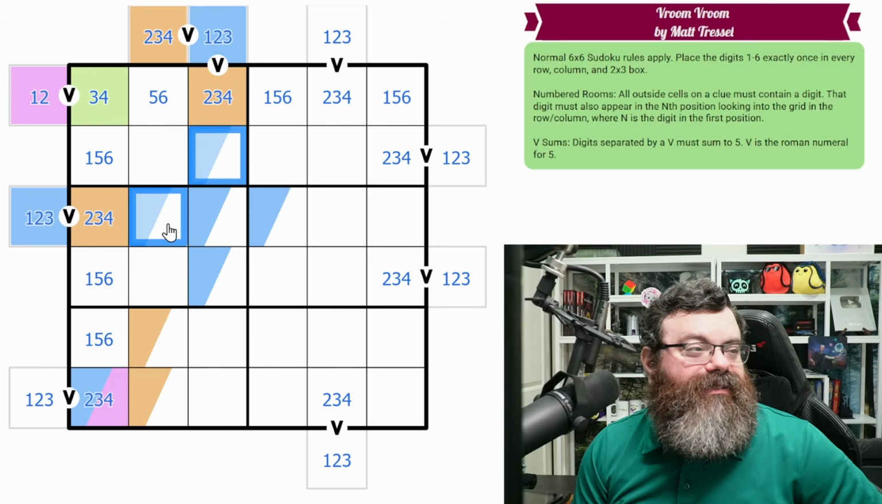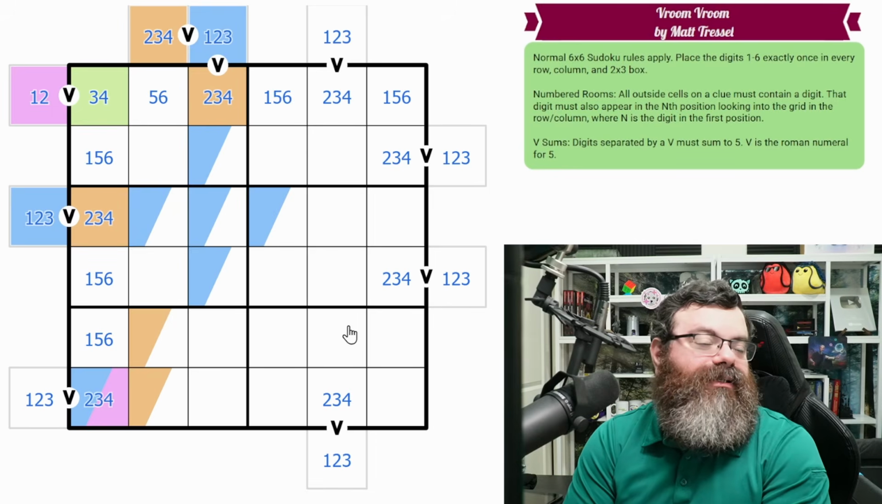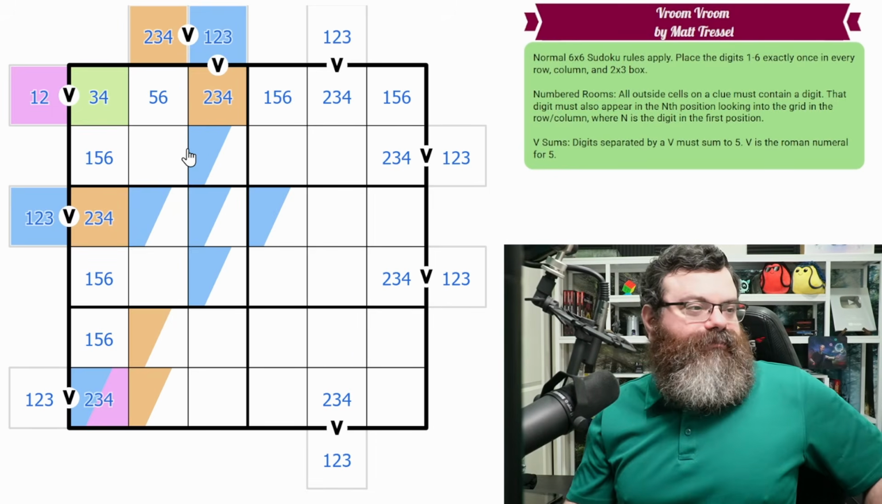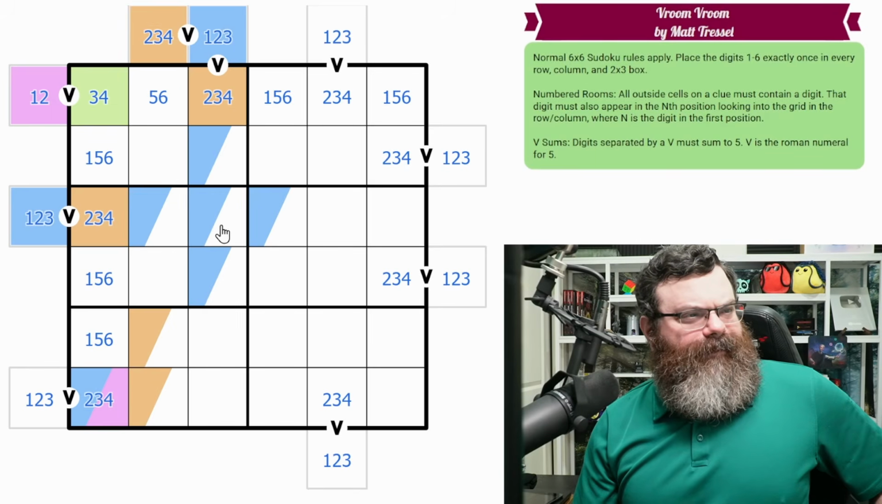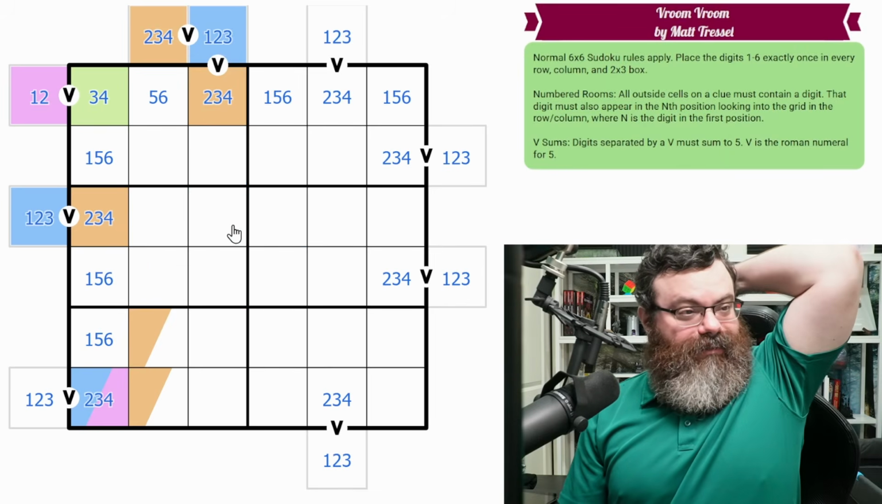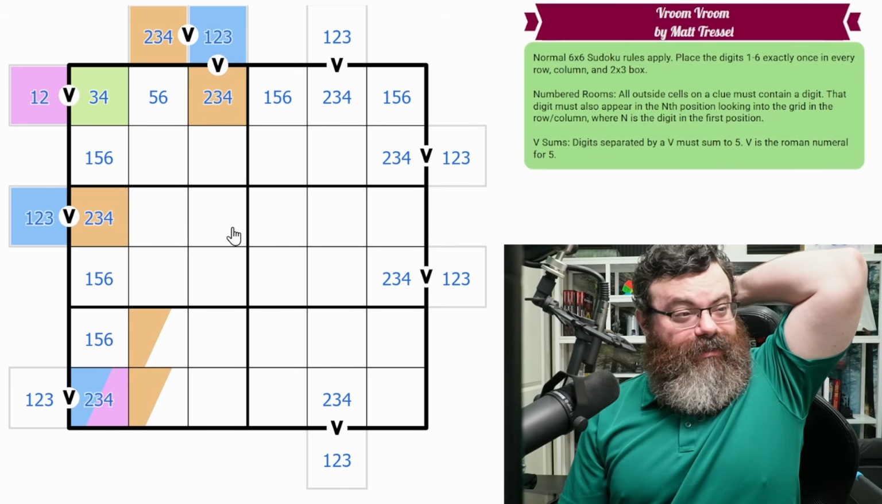If blue was one of these two. See, blue can be one. That's the thing. Orange couldn't be one. That was huge. I don't know what to do with that information. There doesn't seem to be a good deduction there.